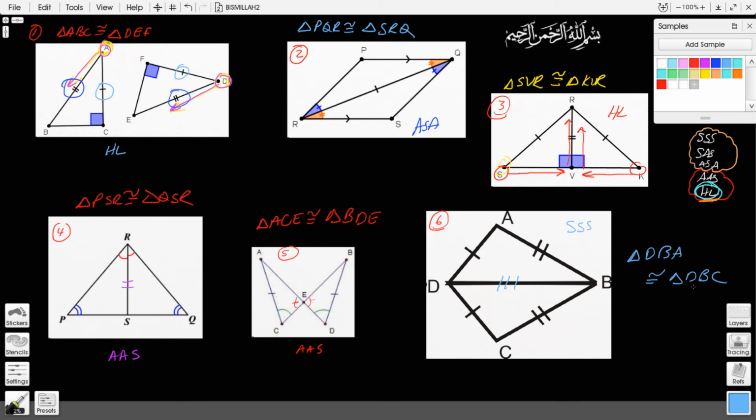There we have it. So there we had some 6 questions of triangle congruence, and in the next session, inshallah, we shall do some that are slightly more challenging than these.